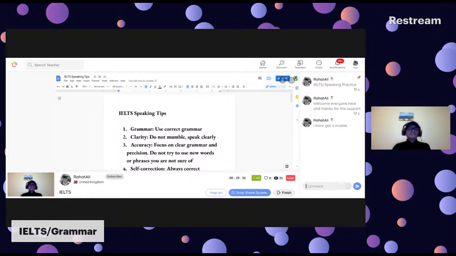Point number three, accuracy. So I'm sure all of you know that accuracy means correction, corrected form. Focus on clear grammar and precision. Do not try to use new words or phrases you're not sure of. This is very important. So you have to maintain accuracy while you're having a conversation, while you're presenting yourself, or while you are having interaction with other speakers or with an examiner. Could be an academic exam or an English exam.